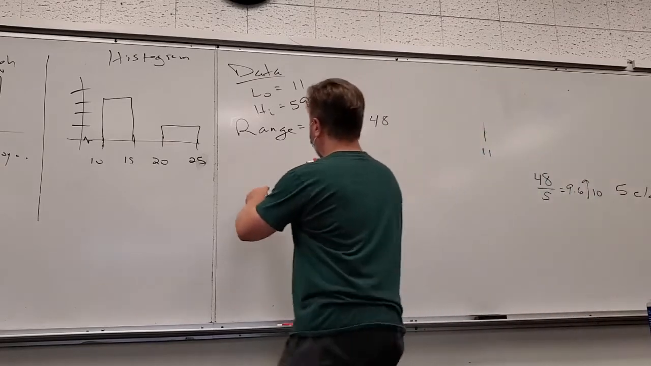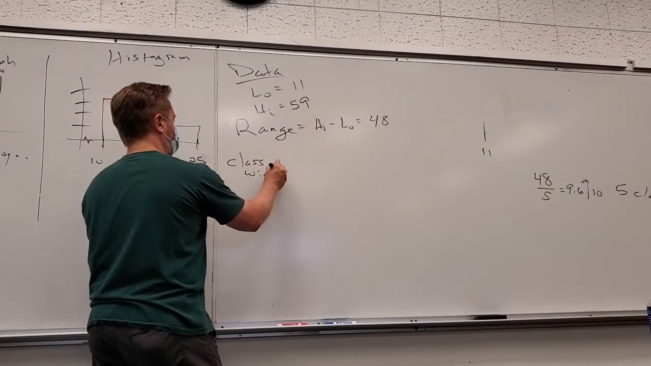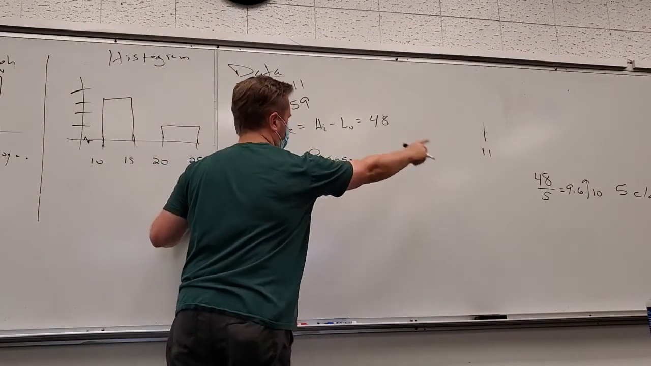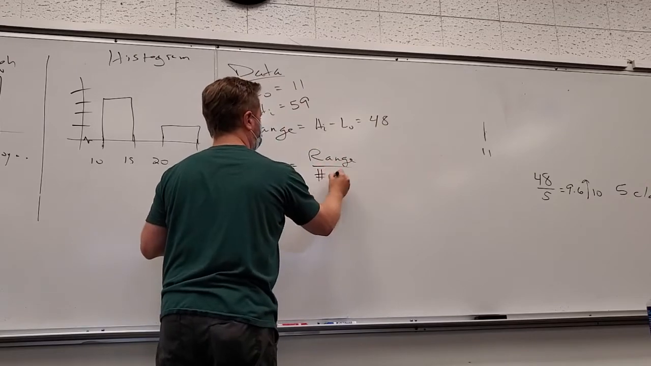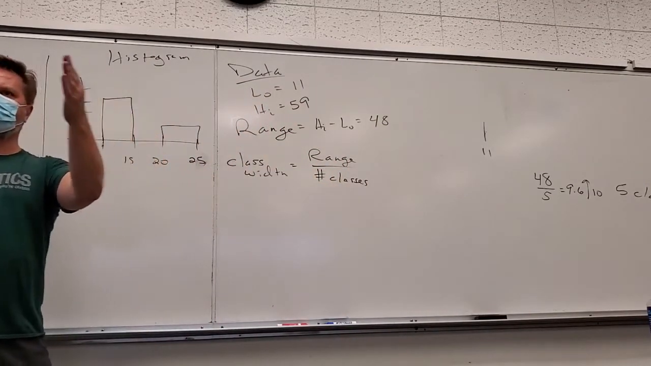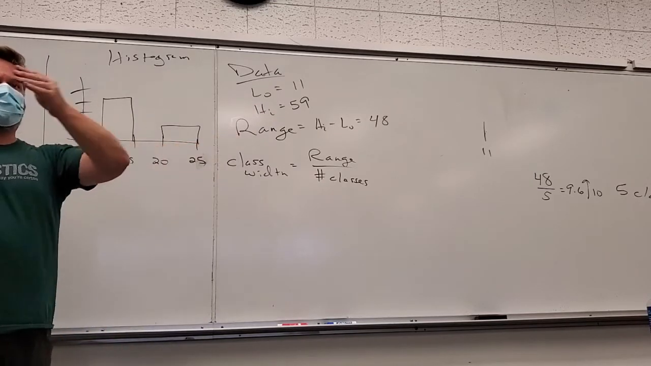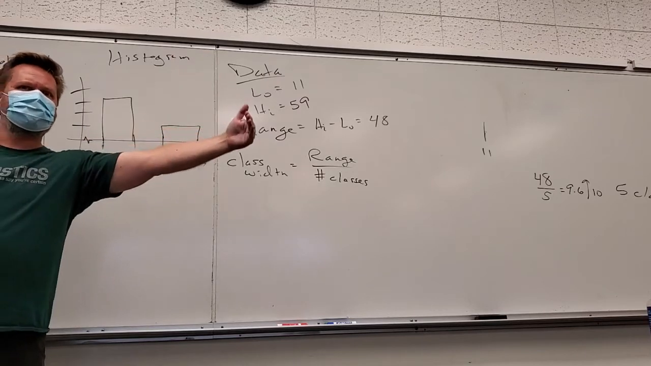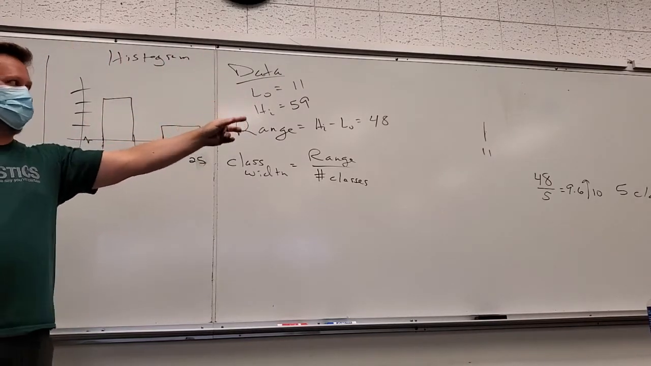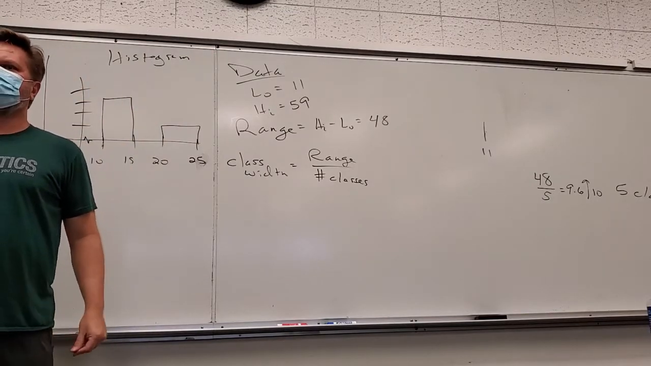So officially, the class width is the range, 48, divided by the number of classes. That's how you figure out how wide each rectangle is going to be. Now, since we rounded up, won't it end up going past the end? Of course, we don't care. We just want everybody to have a place to go. If I rounded down, it wouldn't go far enough. That would suck. So people out in the rain.